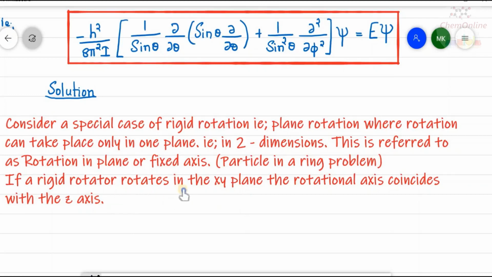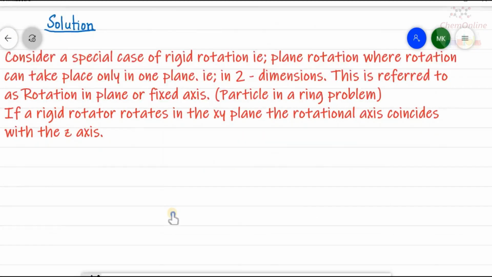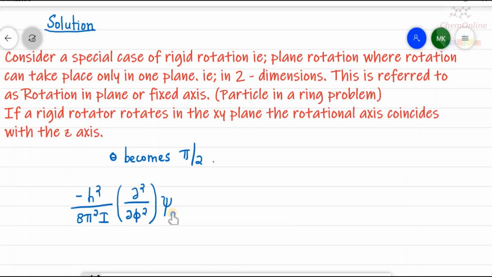If a rigid rotator rotates in the xy plane, then the rotational axis coincides with the z-axis. Then theta becomes pi by 2. Therefore, the Schrodinger equation becomes minus h square by 8 pi square I dou square by dou phi square into xi equals E xi.